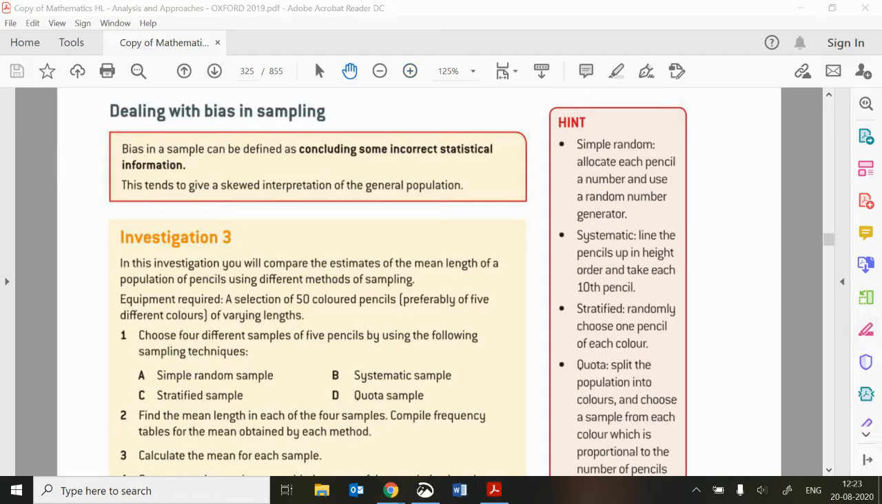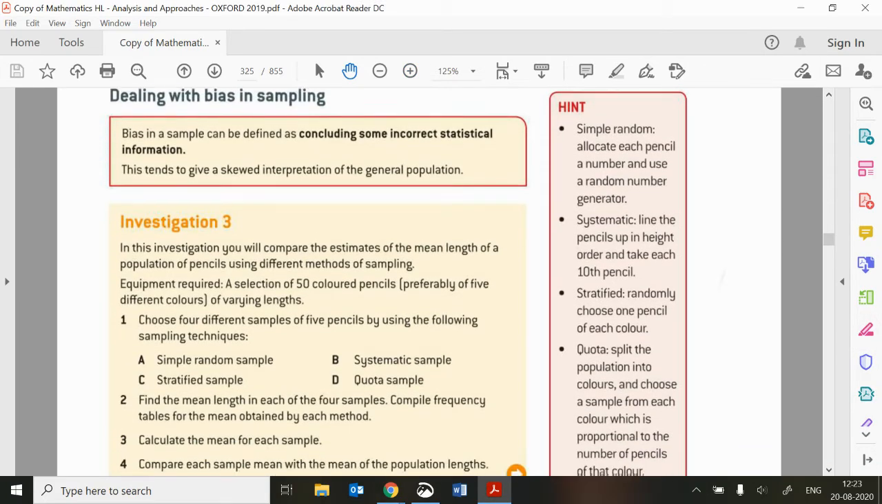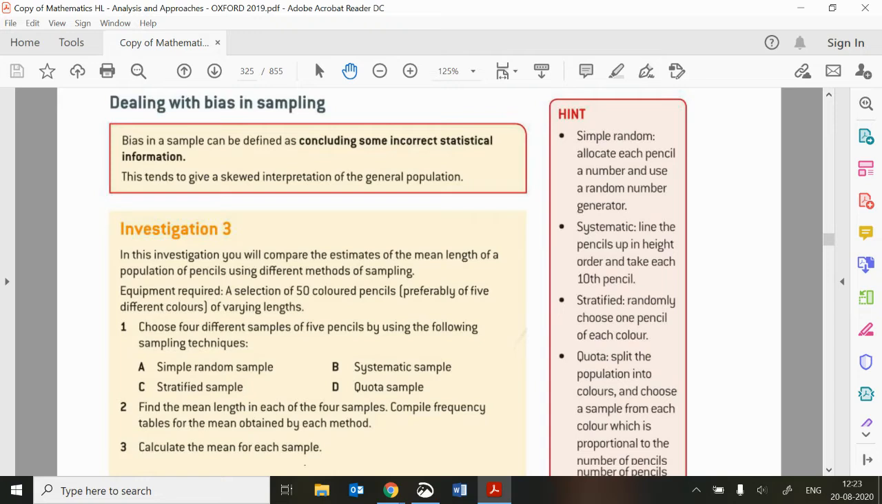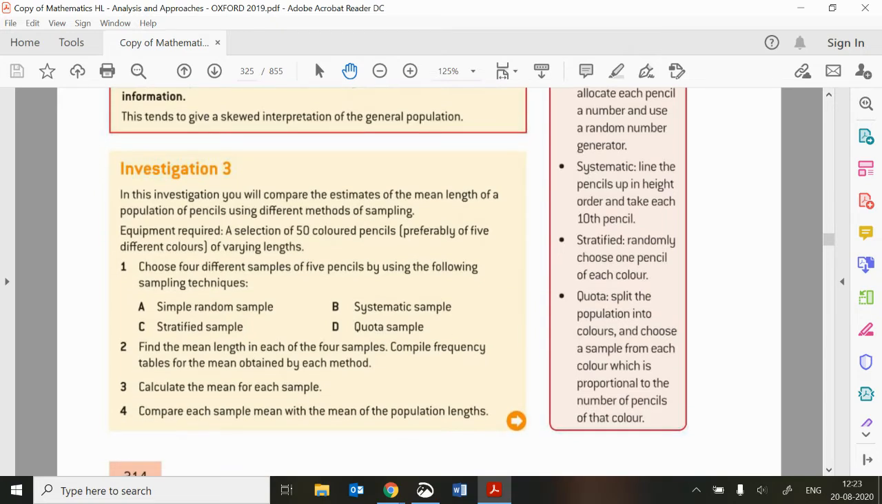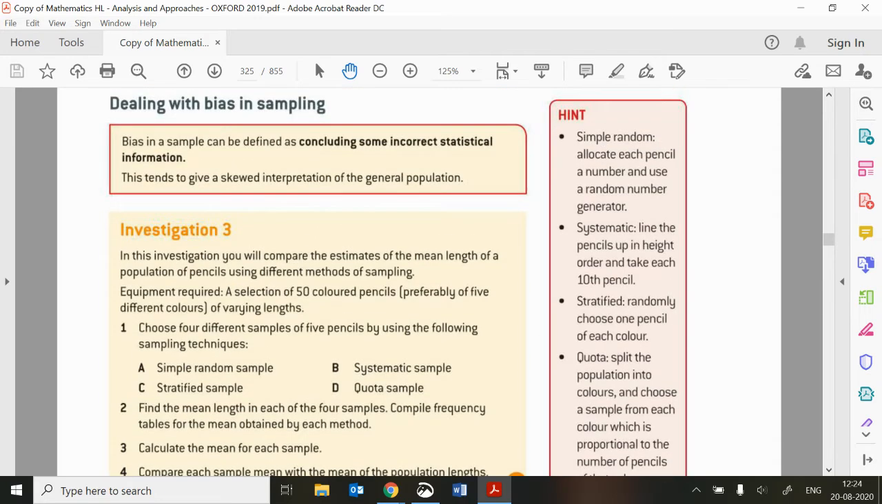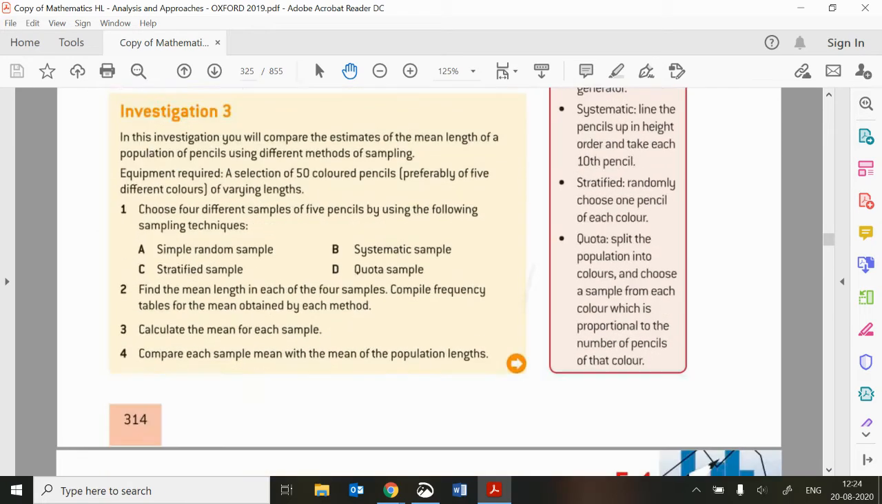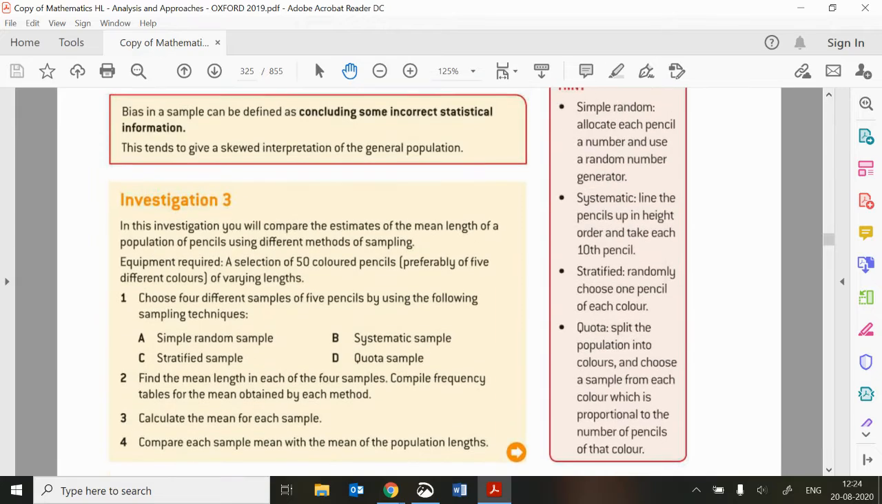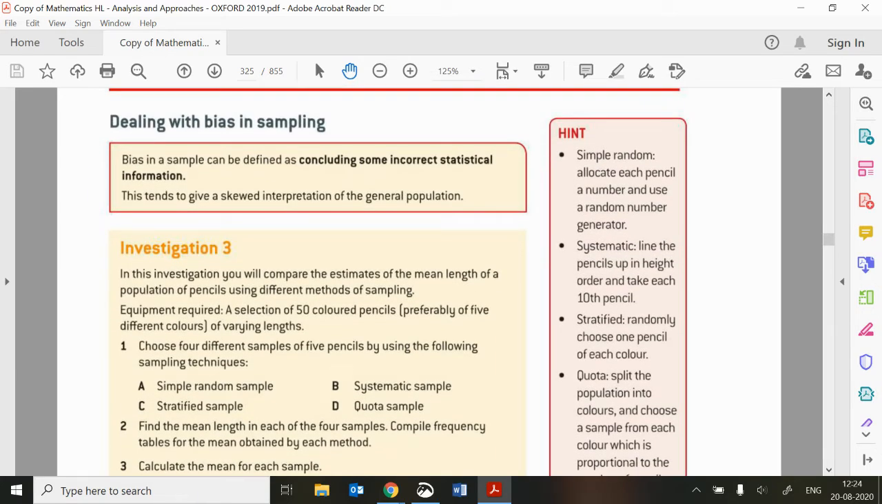Right. Well, there are some hints here on how to do this investigation. They're investigating the mean length of a population of pencils. Fascinating. You're welcome to have a go at that. It's good to read through the hints here. I'm not going to do the investigation myself.